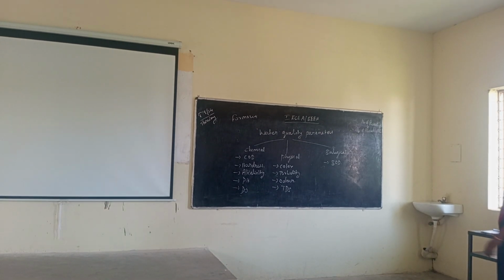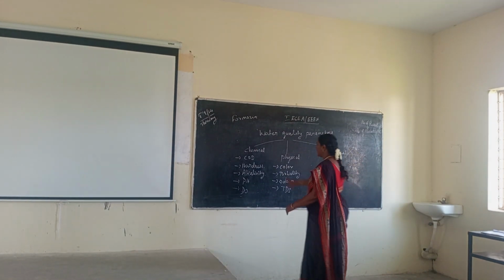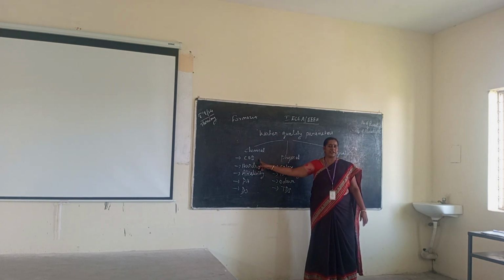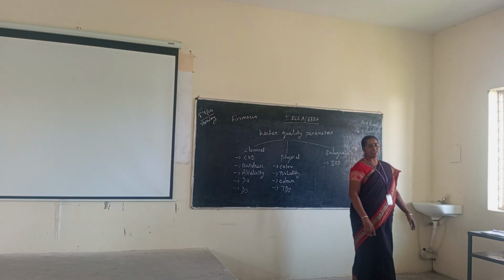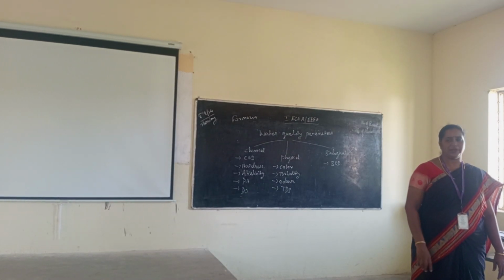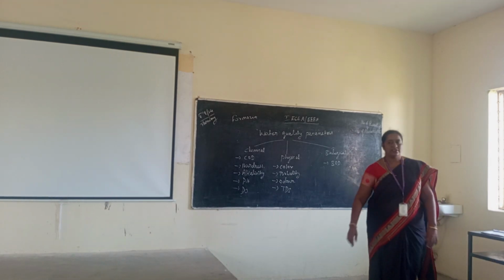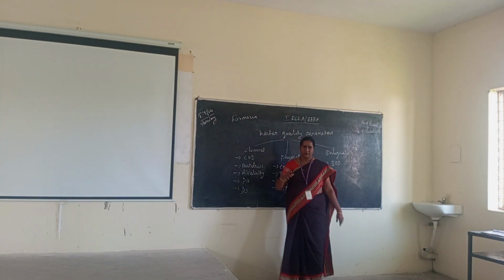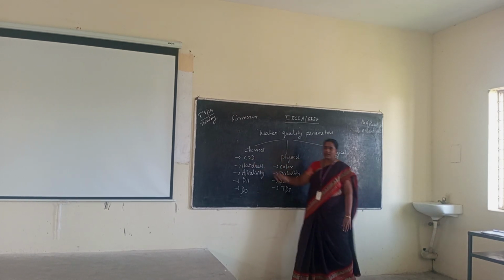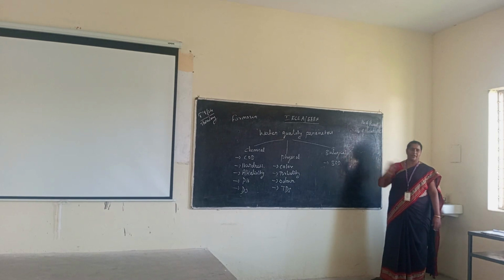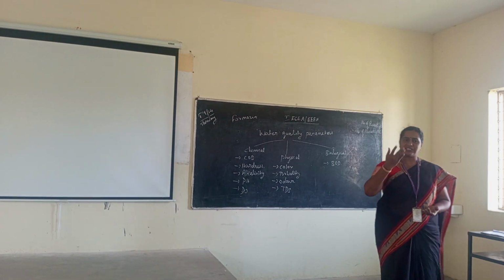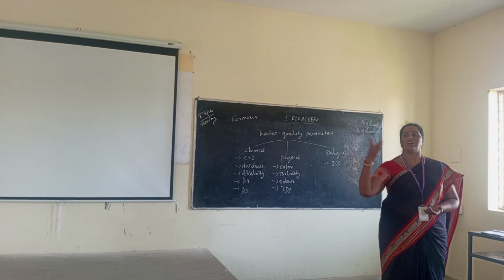Next one, discuss COD and BOD. COD means chemical oxygen demand and BOD means biological oxygen demand. Define COD and BOD. If an excess amount of chemicals is present in the plant water, the chemicals first undergo the oxidation process.